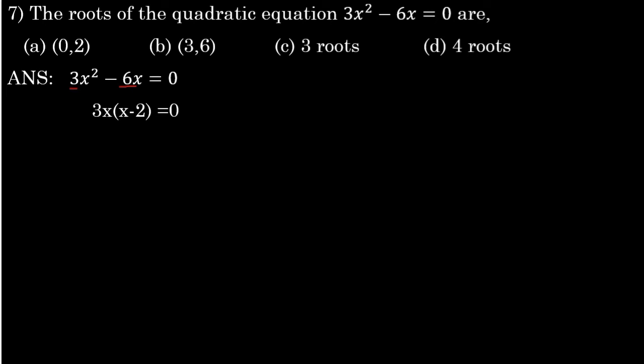Now I'll take separate terms. Then I'll get 3x is equals to 0. If we divide 0 by 3 also, we'll get 0 only. So therefore x is equals to 0. The other one we have x minus 2 is equals to 0. If I take 2 to that side, it will become plus 2. Therefore x is equals to 2. Answer A, 0, 2 is a correct one.